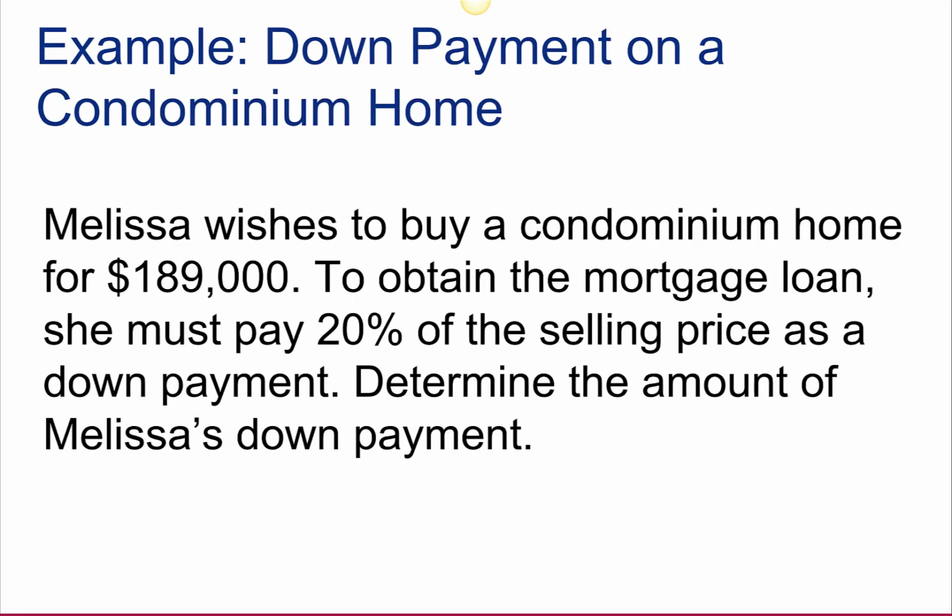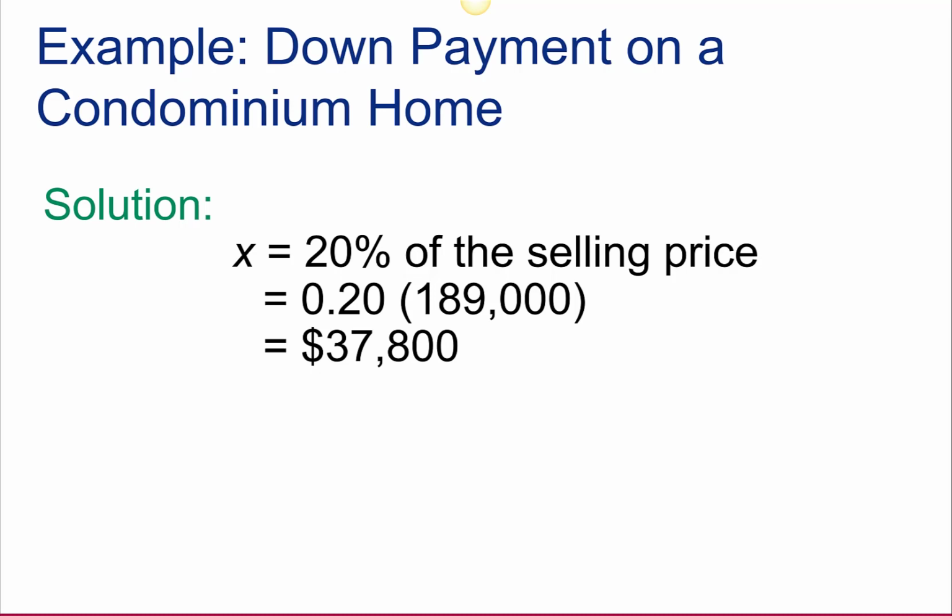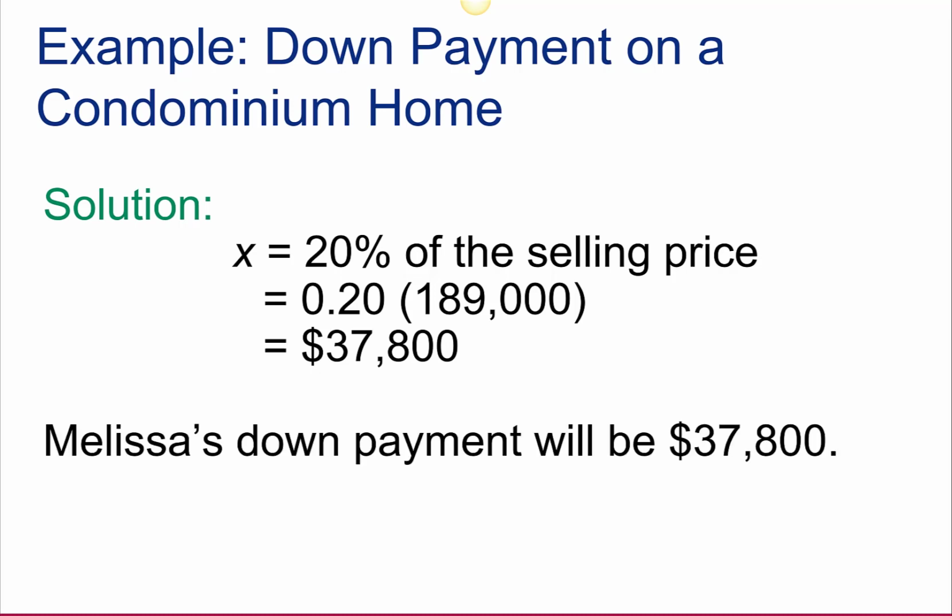Melissa wishes to buy a condominium home for $189,000. To obtain the mortgage loan, she must pay 20% of the selling price as a down payment. Determine the amount of Melissa's down payment. So let x equal 20% of the selling price, which is what we want to calculate. So 20% of the sale price, which was $189,000. So her down payment will be $37,800.